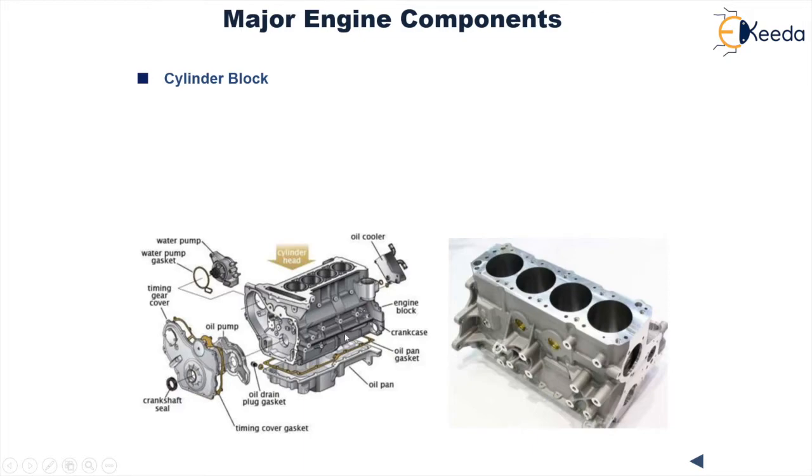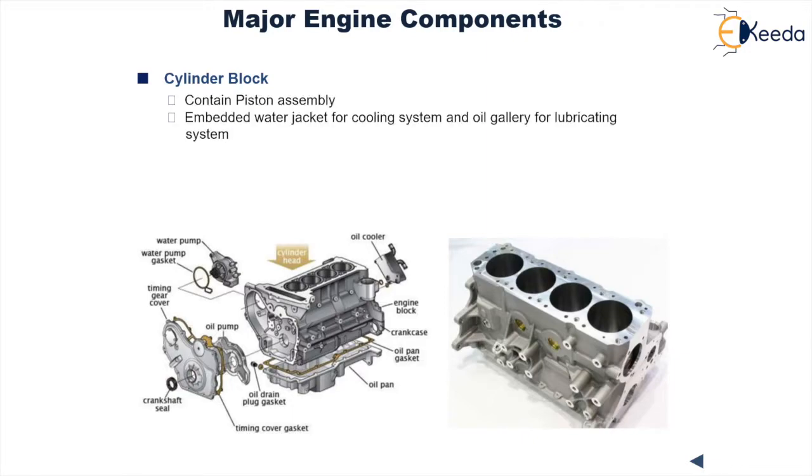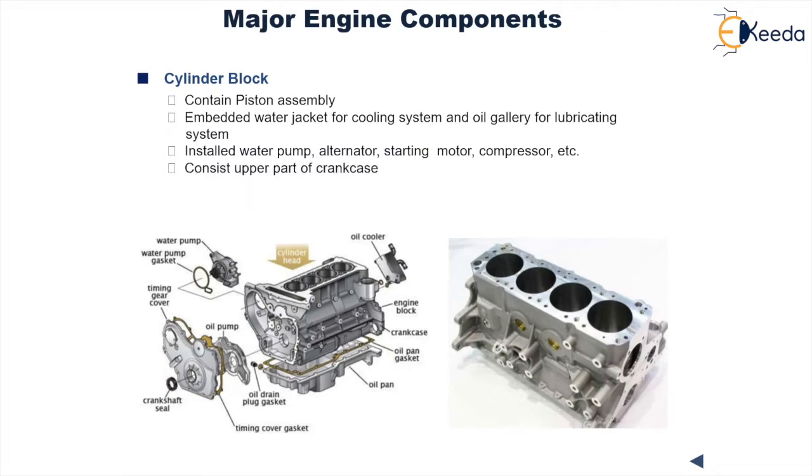Look here, this gasket is the timing cover gasket. This one is the oil pan gasket. This means that a surface is provided, a gasket is provided, an oil seal is provided in order to avoid the loss of pressure and leakages of the fluid. Then what does it contain? It contains the piston assembly, embedded water jacket for the cooling system, and oil gallery for the lubricating system. It has an installed water pump, alternator, starting motor, compressor, and other allied components. It consists of the upper part of the crankcase. It is made up of cast iron, steel or aluminium alloy.